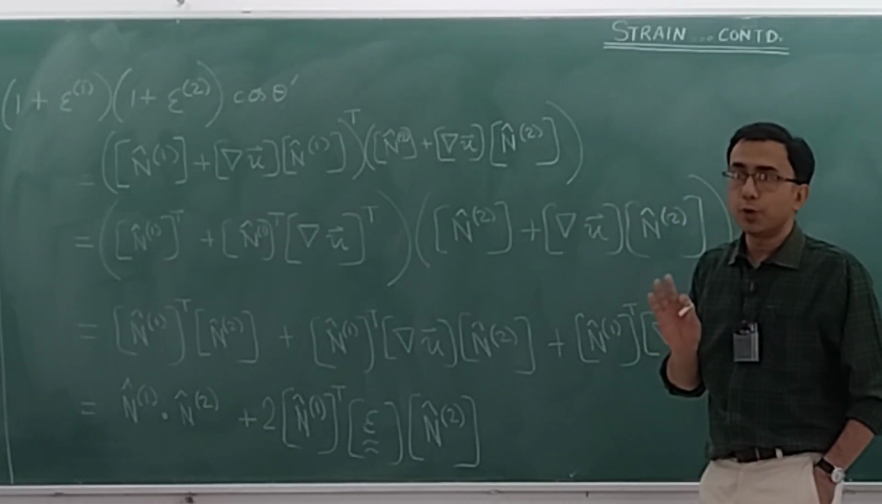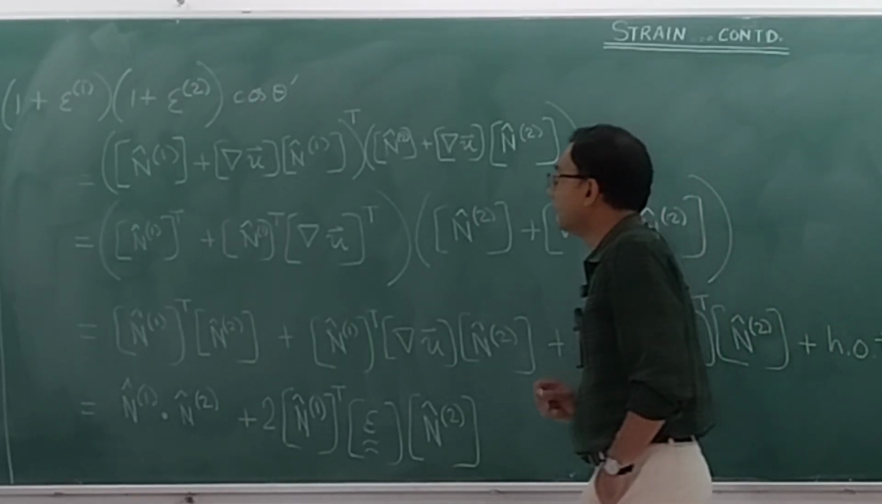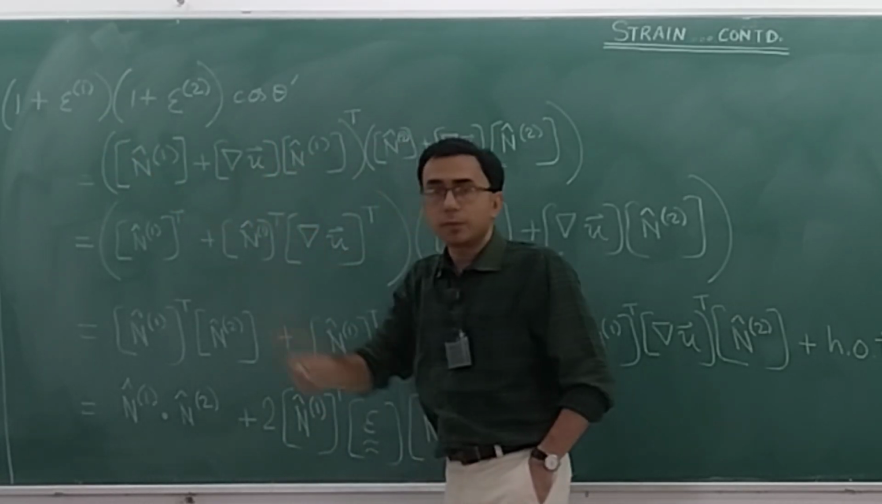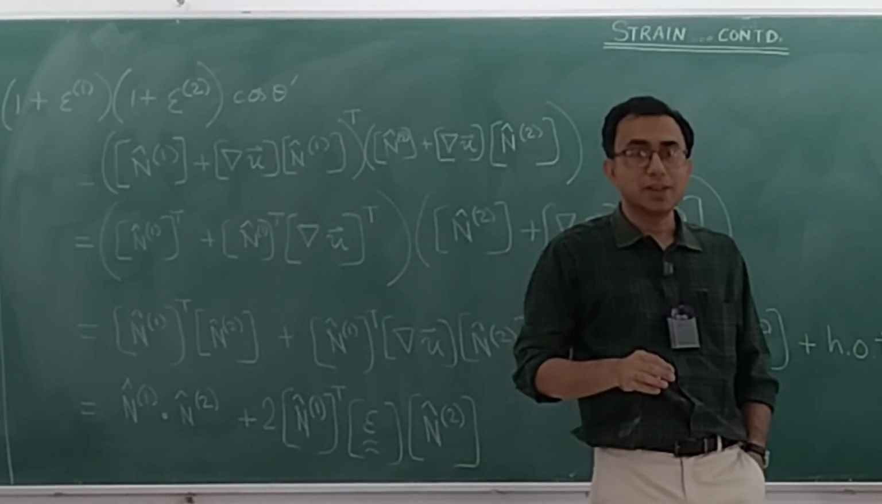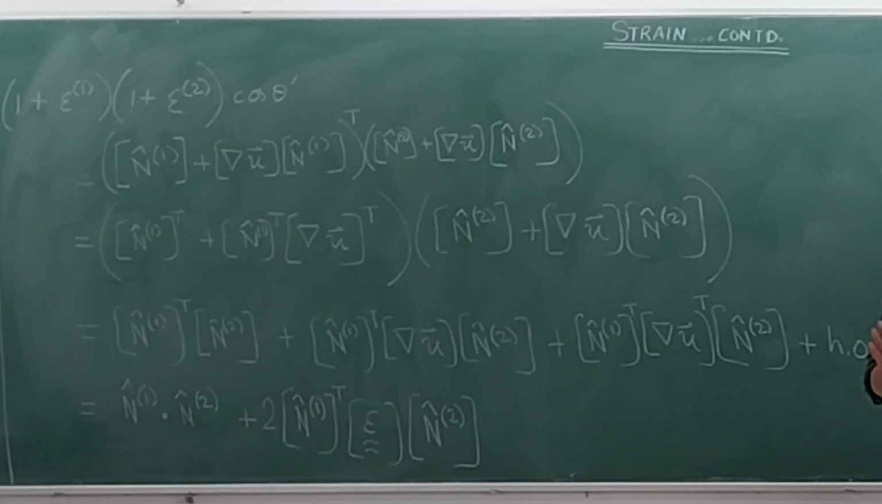Now this is where I am going to leave you feeling a little bit unhappy. The unhappiness is that even the terms which are epsilon 1 into cos theta dash will drop. The thing is that cos theta dash, no matter what, is not greater than 1.